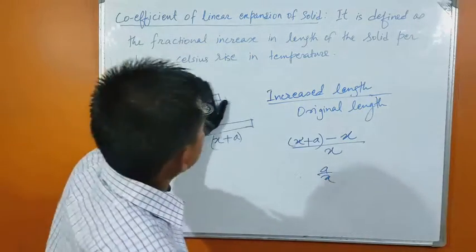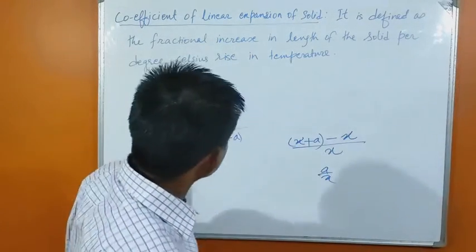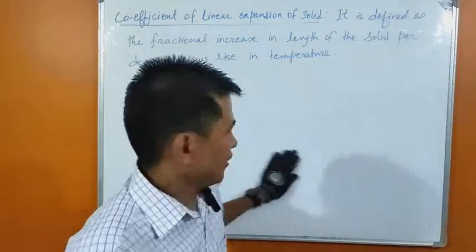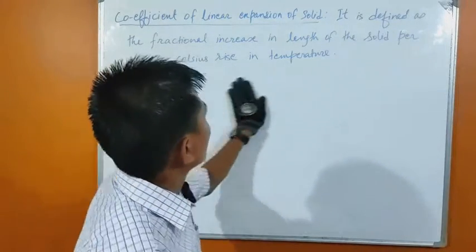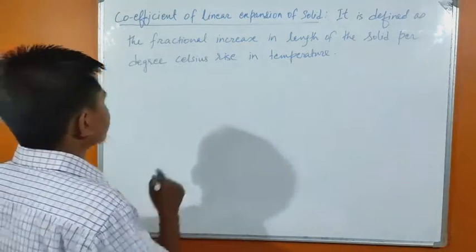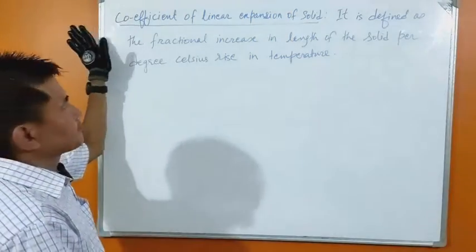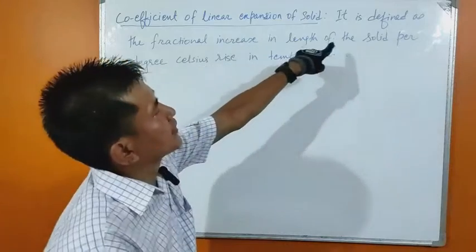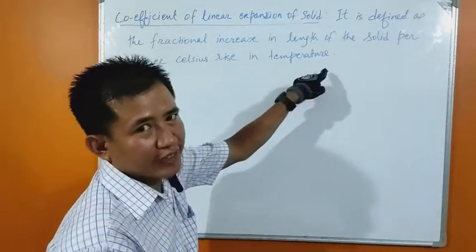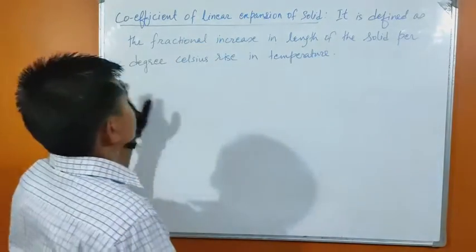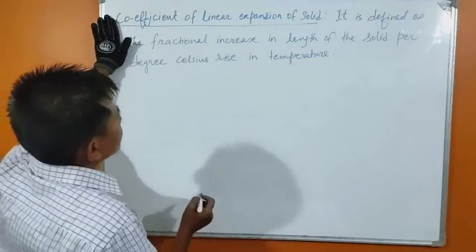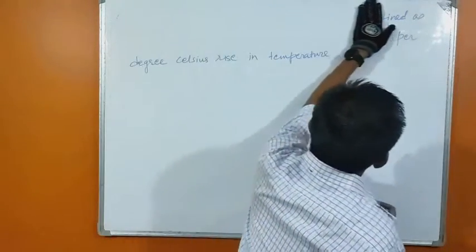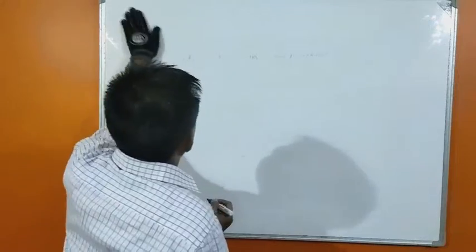Let us understand this and deduce the relation. I hope you are following me. Let me erase this. Please remember the definition. It is defined as the fractional increase in length of the solid per degree Celsius rise in temperature. Please remember this definition. Take the screenshot. I'm erasing this and I'm going to deduce the coefficient of linear expansion of solid.